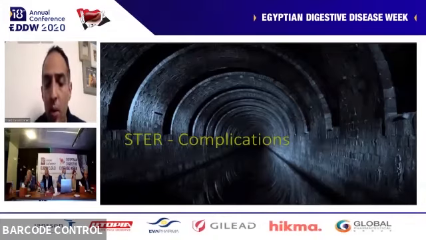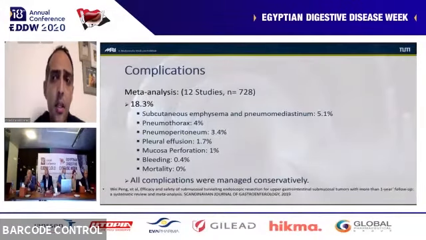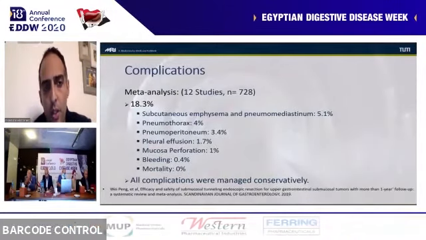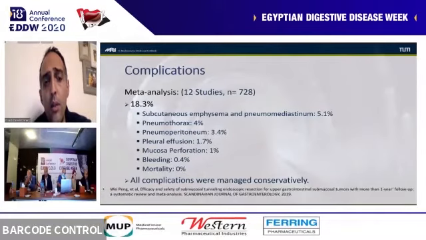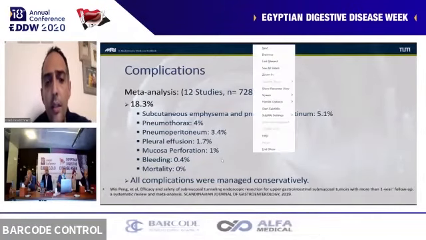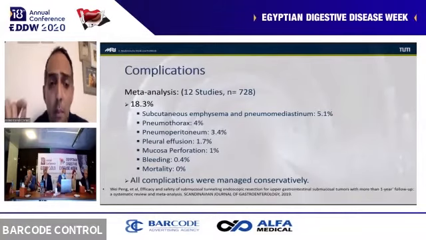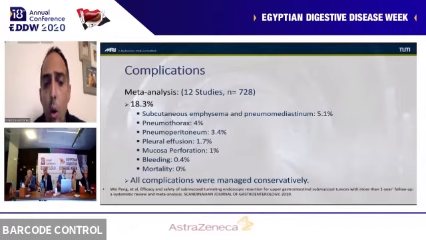So the complications with the STIR technique are minor. As we can see here, in the literature we will find about 18% complications. Most of these complications were related to gas insufflation. In this meta-analysis, at that time they used air insufflation, not CO2. That's why we find a lot of emphysema, pneumothorax, pneumoperitoneum, pleural effusion, mucosal perforation, bleeding, and mortality. All together were less than 1.5%, and all complications were managed endoscopically.